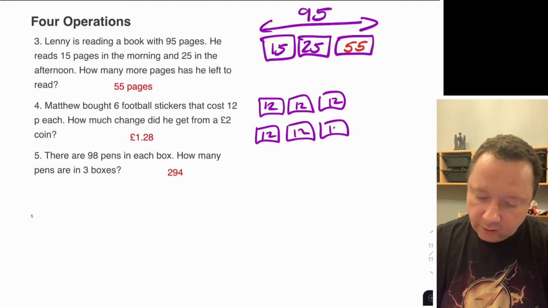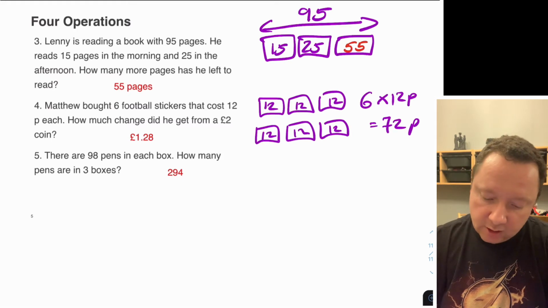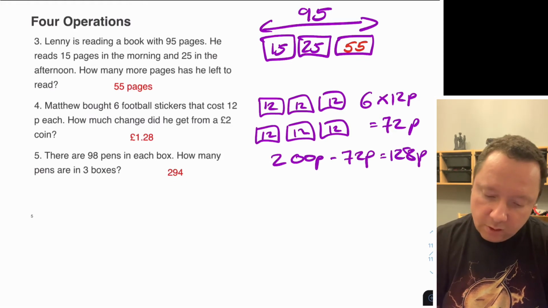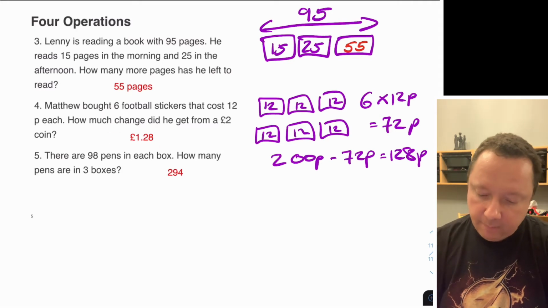So the first thing we need to do is work out the total of that. 6 times 12 pence is 72 pence. How much change does he get from £2? So we've got 200 pence minus 72 pence, gives me 128 pence, which is £1 and 28.